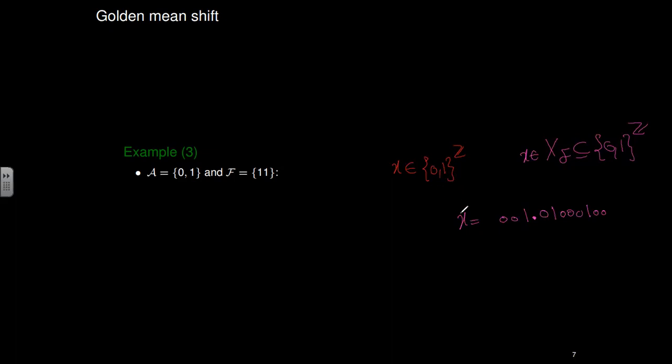But for example, if x is like this, ...0.1100..., it would be inside of the binary full shift space, but it's not inside of X_F here. It's not the golden mean shift. So it is another example. Later we will discuss this more. So let's talk about another example: the even shift.